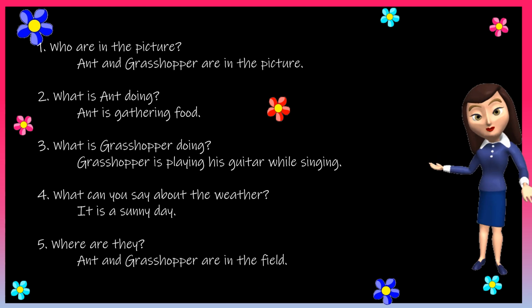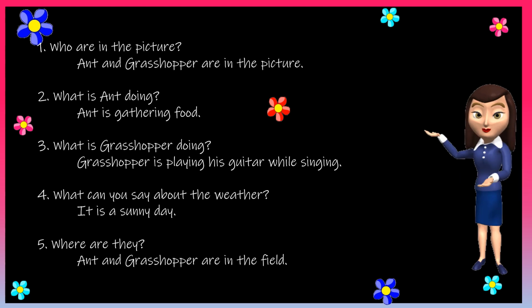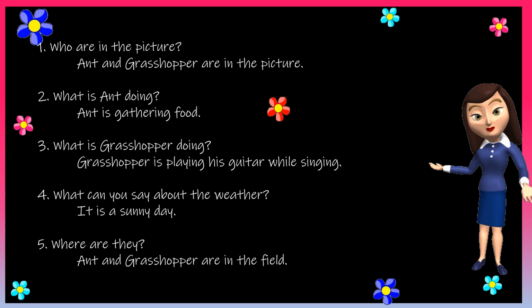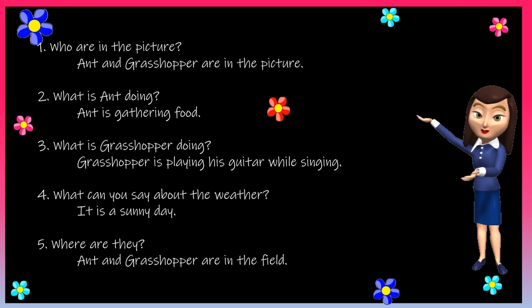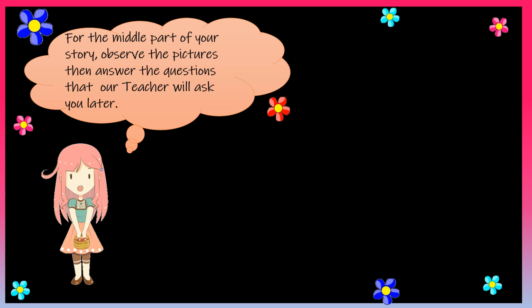Yes, ant and grasshopper are in the field. That's a good job, kids. You did great in answering those questions. Now, let's go to the next part. For the middle part of your story, observe the pictures, then answer the questions that our teacher will ask you later, said Mia. Okay, so look at the pictures, class.